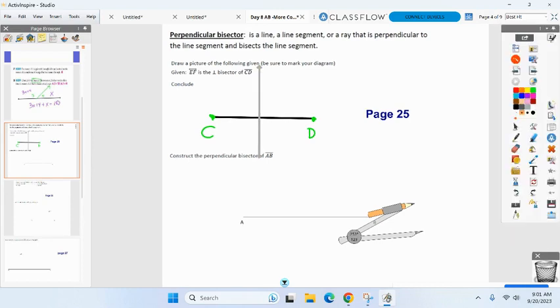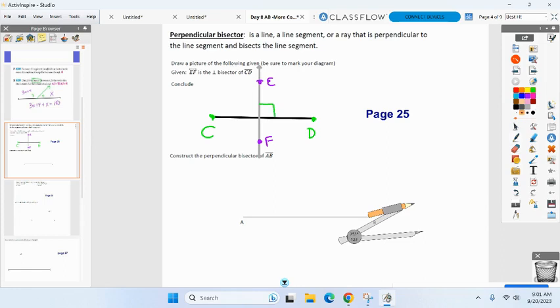But we need some details here. First of all, what's the name of this line? EF, so I need to have point E and F on there somewhere. All right, let's talk about what other marking should go on here. If it's perpendicular, what does it form? 90 degrees. So I should have a 90-degree angle on my diagram, showing me it's perpendicular.